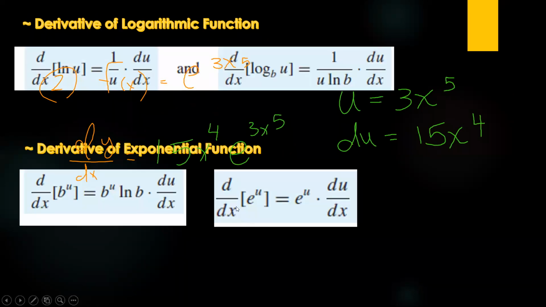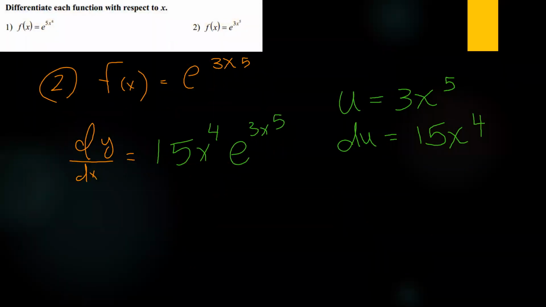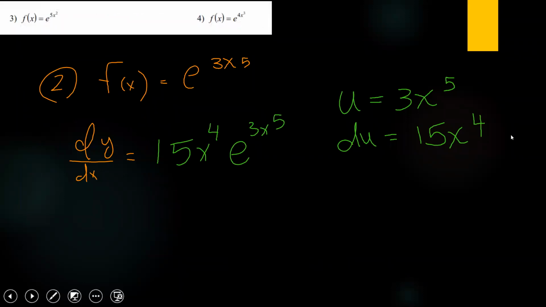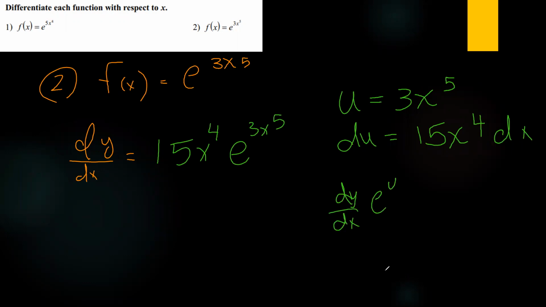So here now, as I told you, the derivation of e to the power u is e to the power u times du over dx. So what did Hannah say? The derivation dy over dx for e to the power u will be e to the power u times dy over dx.